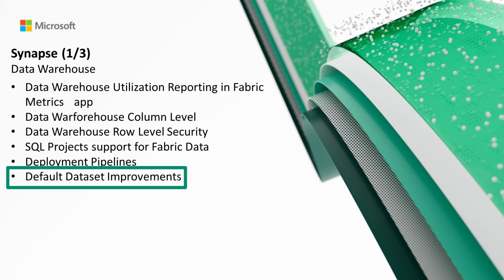Default dataset improvements. We've released some new capabilities to enhance the default dataset experience. 1. Turn off automatically adding new objects to the default dataset. Navigate to the warehouse artifact setting to toggle this on and off. And 2. Updates to the Manage Default Dataset dialog in the model view. A. Filter by schema, or B. Filter by object, table, or view.